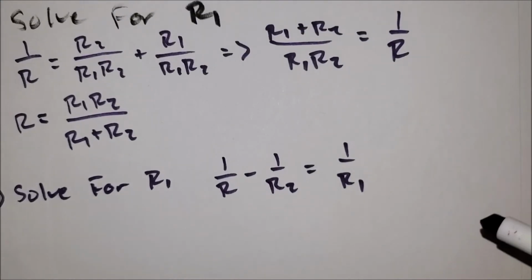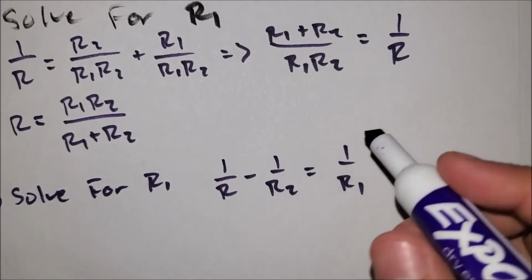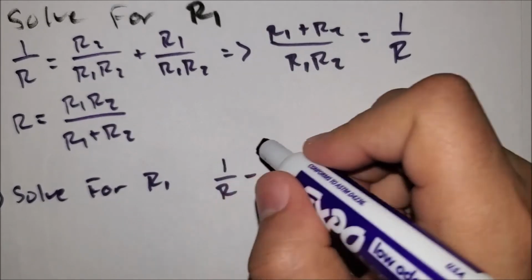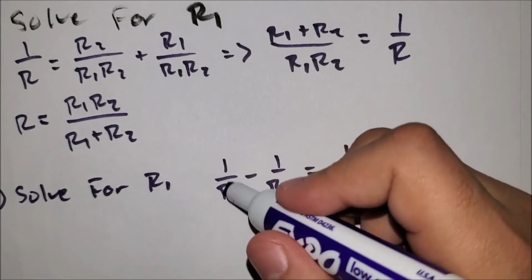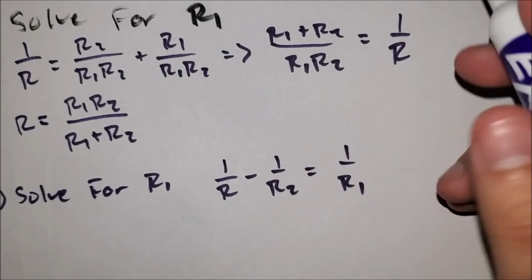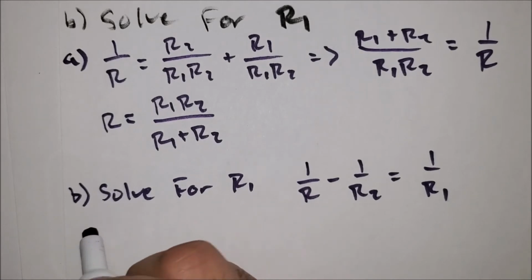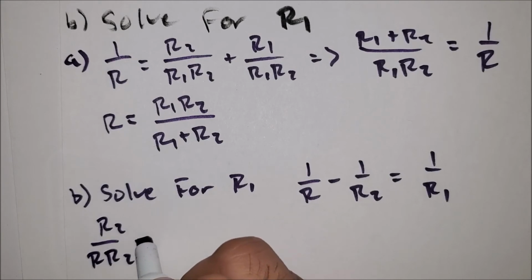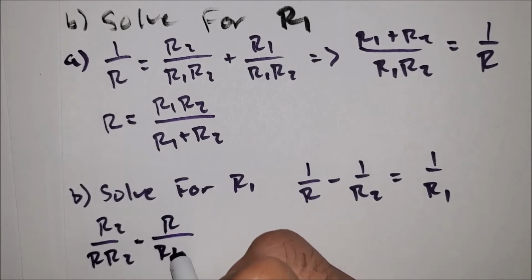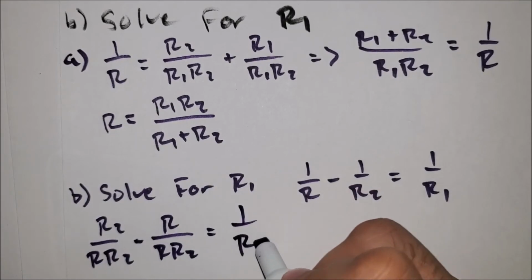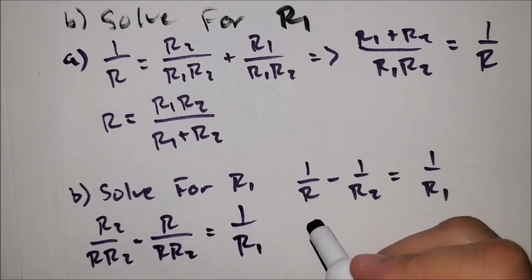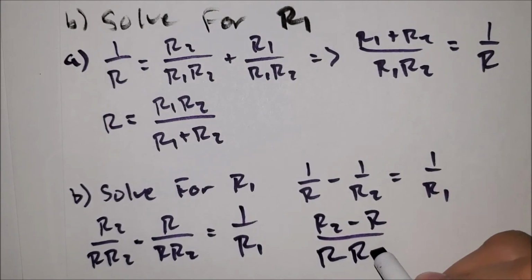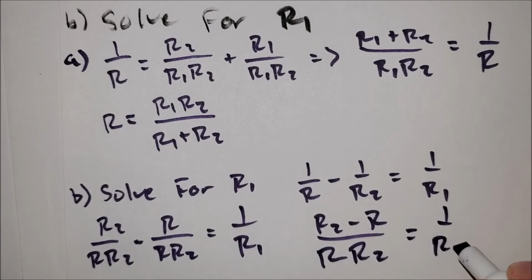Now we use the same technique. We're going to go ahead and make these have the least common denominator. So this will end up being multiplied by R2 over R2. This will get multiplied by R over R. When we do that, we get R2 over R times R2 minus R over R times R2 equals 1 over R1. This comes out to be R2 minus R over R times R2 equals 1 over R1.